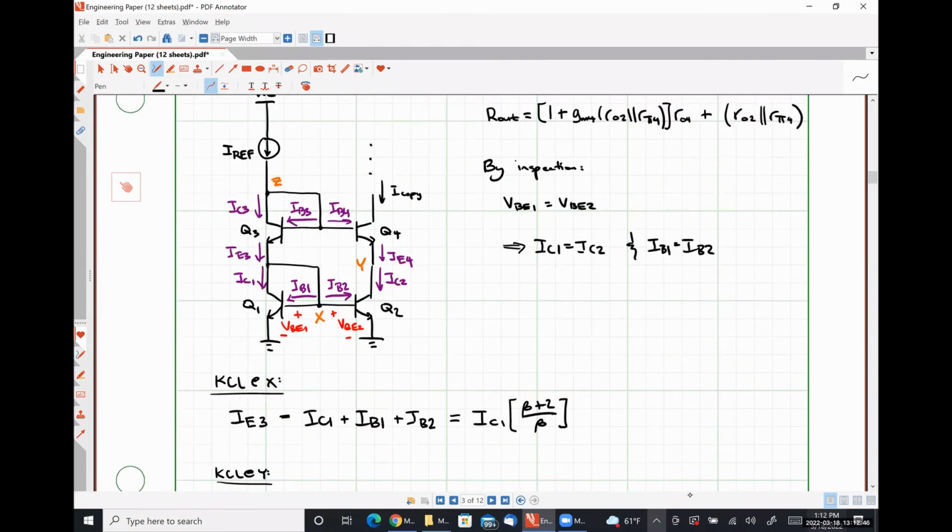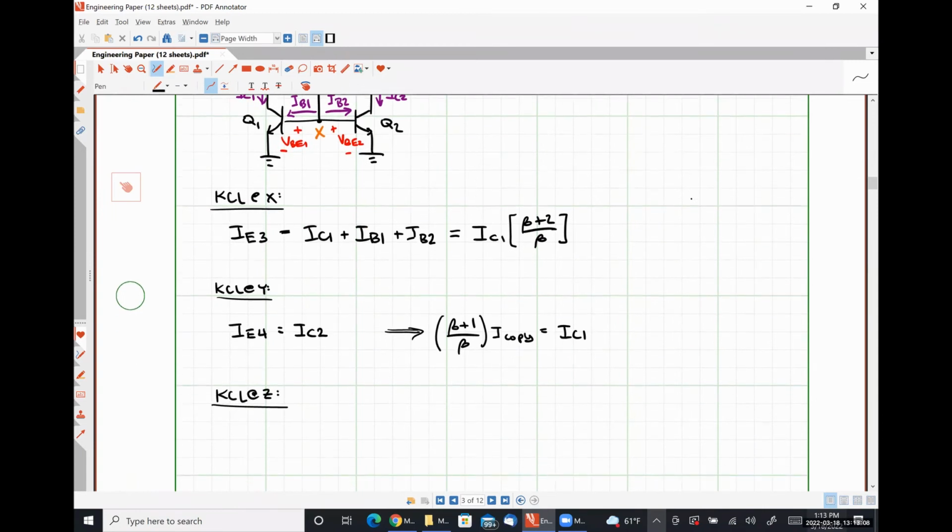So we can see here that IREF is IC3 plus IB3, which is simply IE3, which we already know. So IREF is IE3 plus IB4. All right. So IB4 is just I copy over beta.